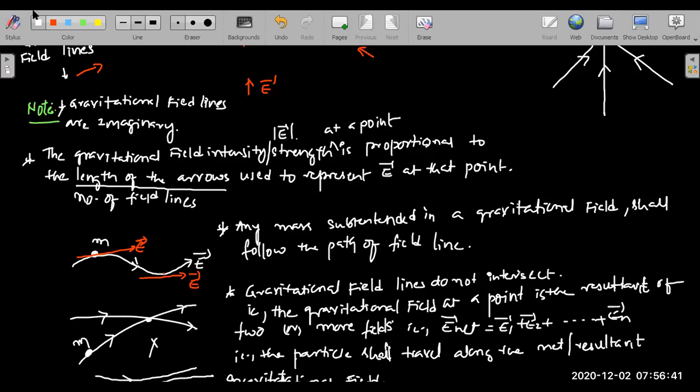So then, what will be the net magnitude and direction of that combined gravitational field? It's a vector sum. You know how to add vectors, right? Yes, sir. That's it.